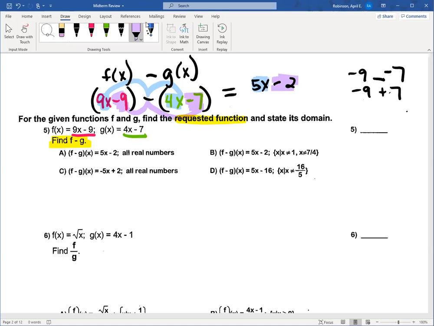So let's see. And these are both polynomials, so there would be no restrictions. I don't know why they're saying this stuff over here where it can't equal stuff. That only applies if you've got x's in denominators or x's under radicals, so it can't be either of those. And I got 5x minus 2, so it's A, all real numbers.